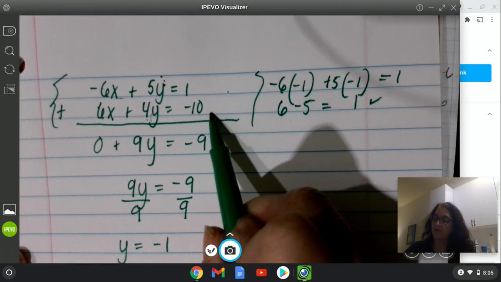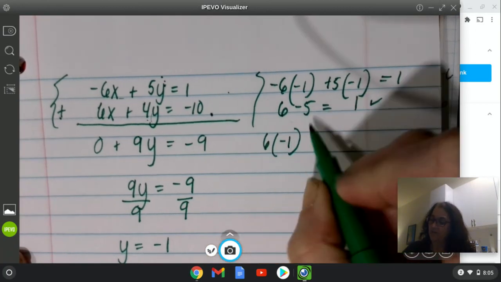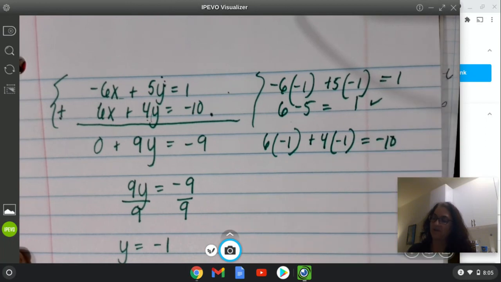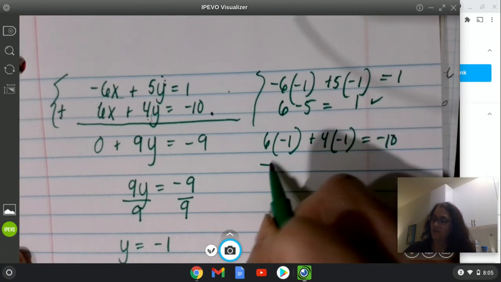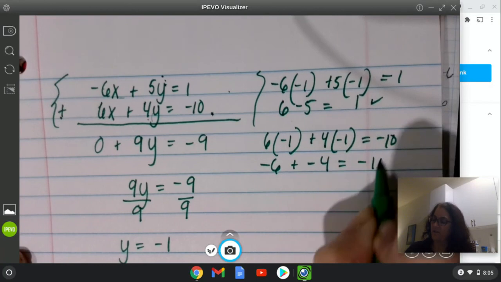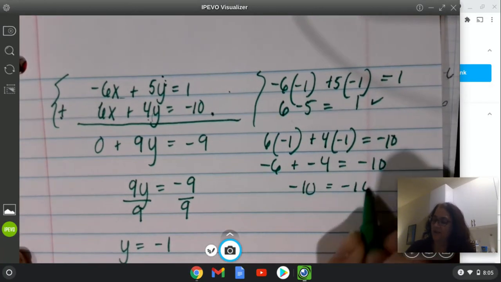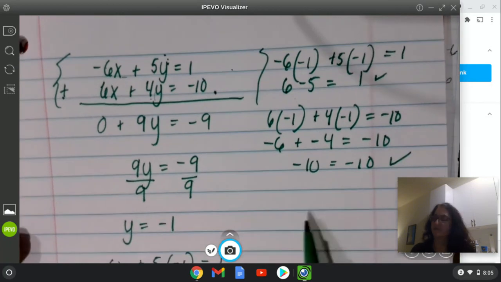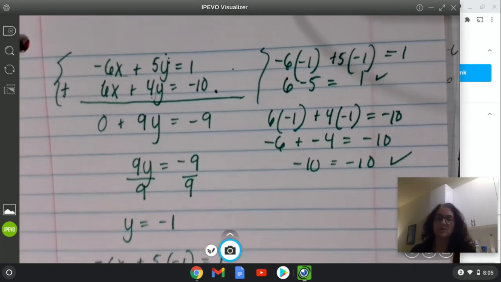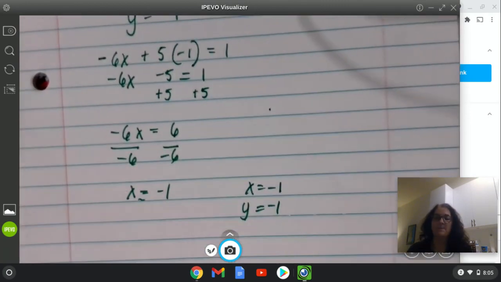Then I'm going to come down here and try it with this equation. I'm going to have 6 times negative 1 plus 4 times negative 1, and that's equal to negative 10. And 6 times negative 1 is negative 6, plus 4 times negative 1 is negative 4, and negative 6 plus negative 4 equals negative 10, and negative 10 and negative 10 are equal. So I know that that has been correct. So my solution to this was x equals negative 1 and y equals negative 1.